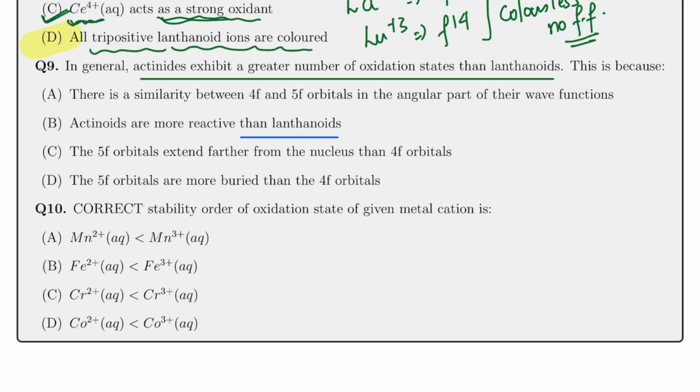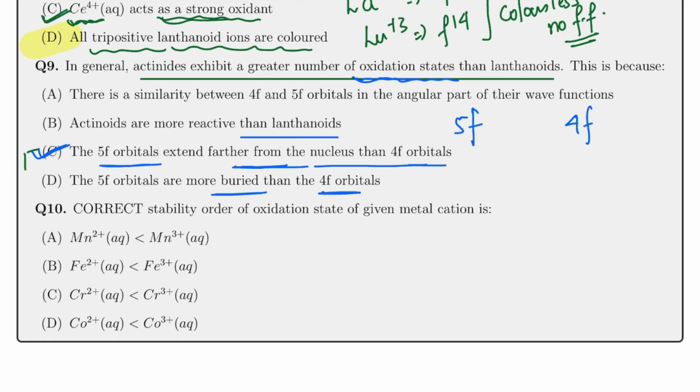The reason with respect to greater oxidation states is this: if I talk about actinoids, then it will be 5f, and if I talk about lanthanoids, then it will be 4f. 4f is closer to the nucleus compared to 5f. Over here also one point is written, the 5f orbitals are more buried than 4f orbitals. And in C, 5f orbitals extend farther from the nucleus than 4f orbitals. So C is correct, because if 5f is very far, it will be very easy to take the electrons out.